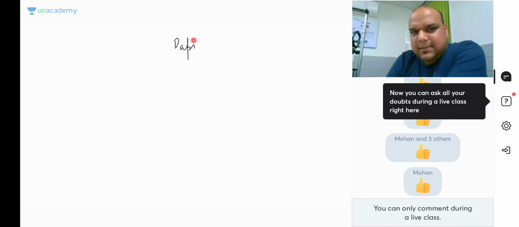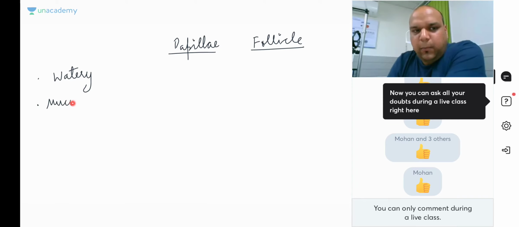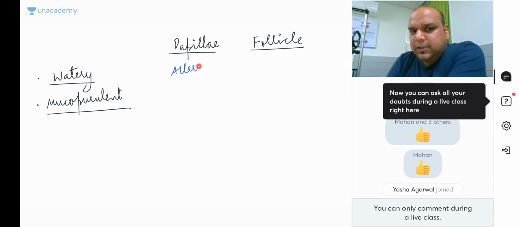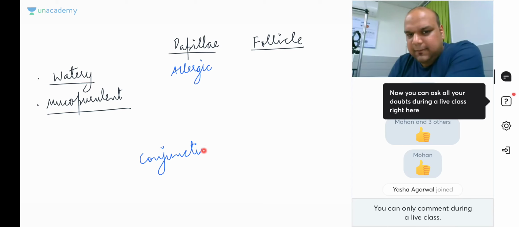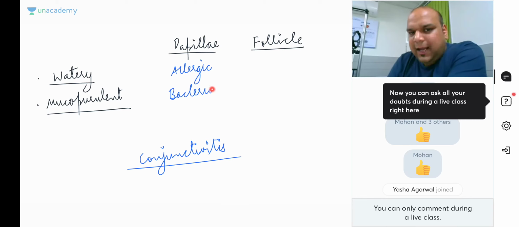So as I told you, any conjunctivitis can either present with papillae or it can present with follicles. Similarly, there will also be discharge. The discharge can either be watery, or it can be mucopurulent, mucus and pus. Now, based on the combination, papilla or follicle, watery or mucopurulent, you can have your group of conjunctivitis. If a patient has papilla along with watery discharge, then you are sure that the patient has allergic conjunctivitis. I'm just writing which type of conjunctivitis. If a patient has papilla with mucopurulent discharge, then I have bacterial conjunctivitis. You understand? Very important thing here.